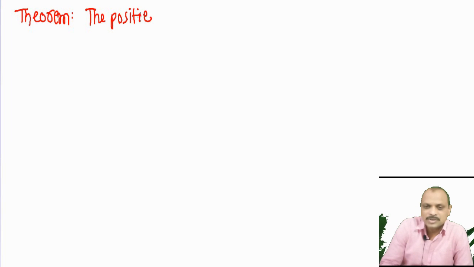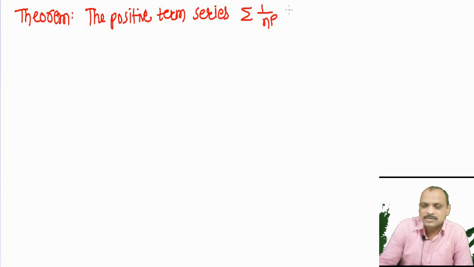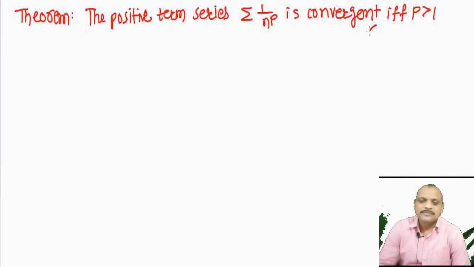positive term series summation 1 divided by n raised to p is convergent if and only if p is greater than 1. Firstly, we show that for p greater than 1 it is convergent, and in the second part we will prove that when p is less than or equal to 1 the series is a divergent series.